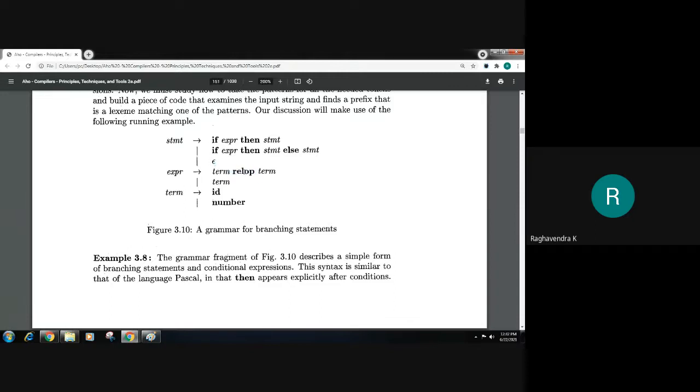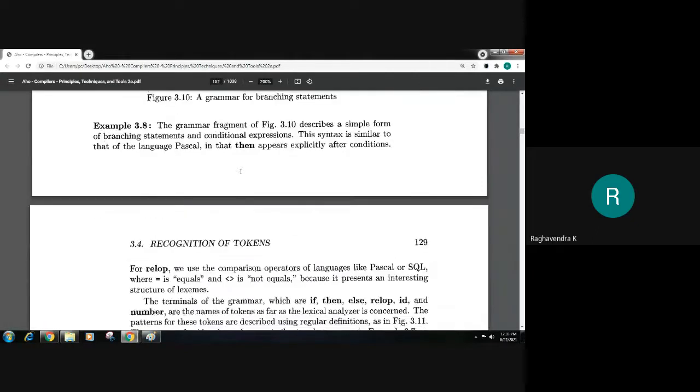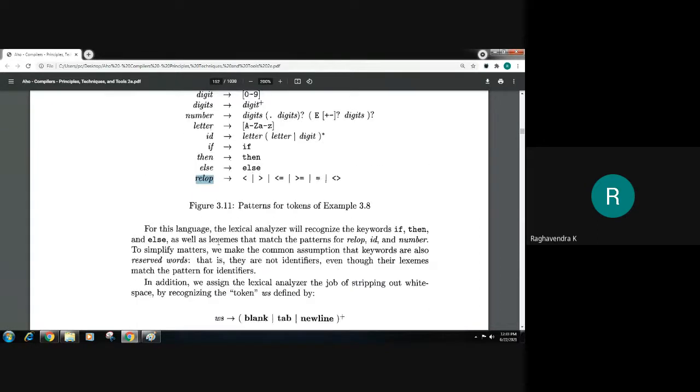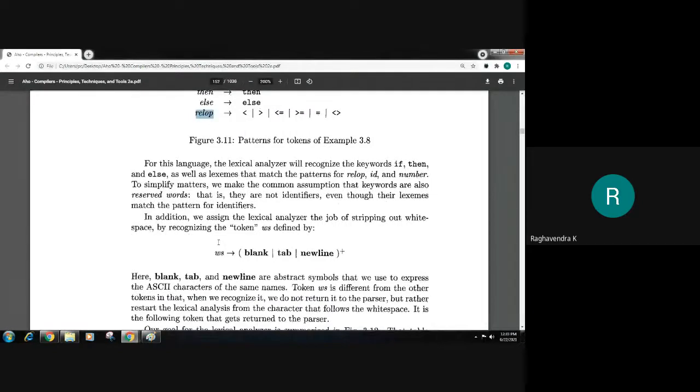Then what is the pattern for the relational operator? Here we have different variations. A relational operator can be less than, greater than, less than or equal to, greater than or equal to, or not equal to. All of these are the patterns that we are looking for. Whenever I come across any of these, I will identify that they are seen in the input. This is how Lex basically works.